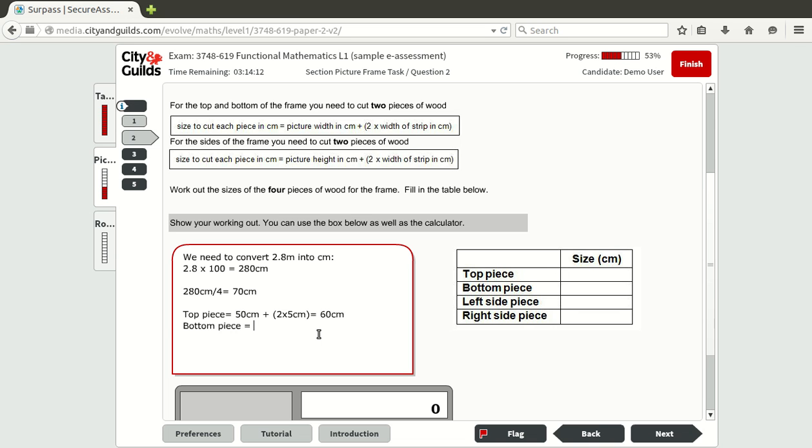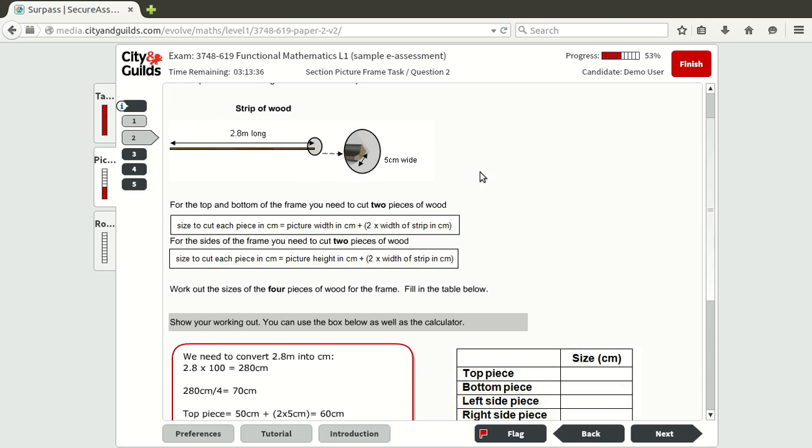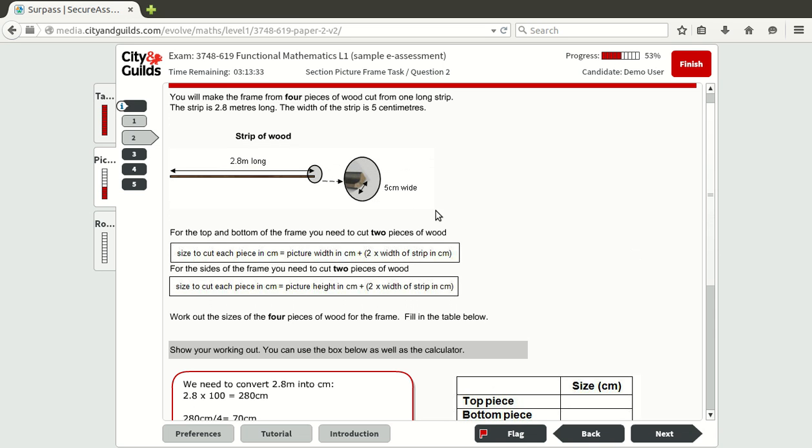Right, so this was our width for the top and bottom of our picture. Again, this answer was taken from our first question. We use 50 centimeters for our width and 30 centimeters for our height. So now we'll do the same thing. Please bear in mind the width plus 2 times the width of the strip in centimeters. The width of strip in centimeters is found right here. You can see it very clearly. 5 centimeters wide.